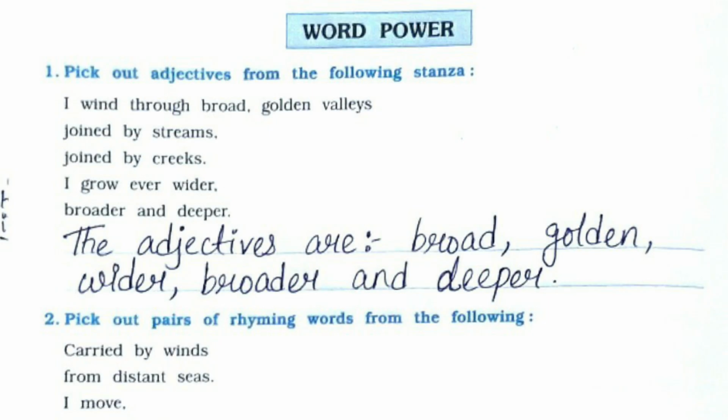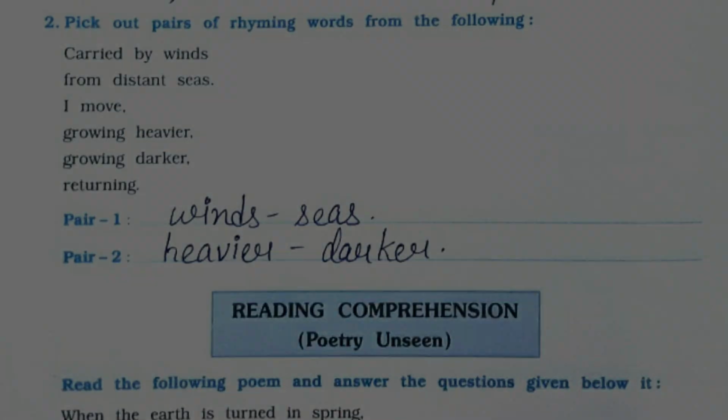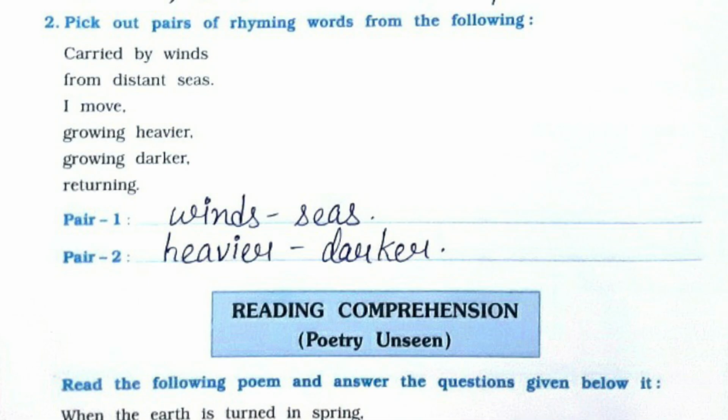Now we'll see word power. First one, pick out the adjectives from the following stanza. The adjectives are broad, golden, wider, broader and deeper. Second, pick out pairs of rhyming words from the following. Pair 1 is winds and seas and pair 2 is heavier and darker.